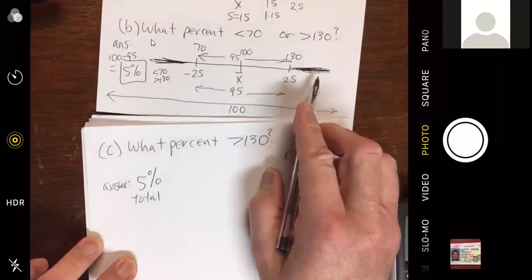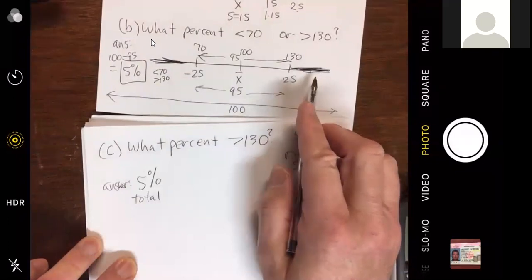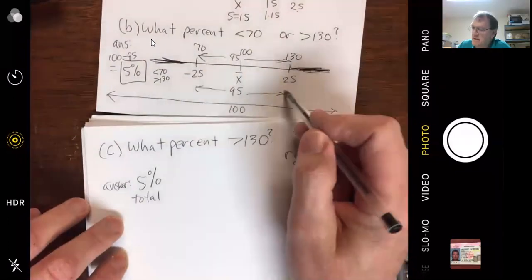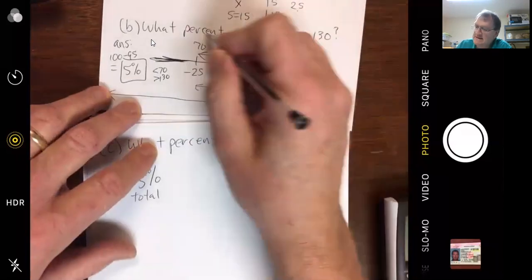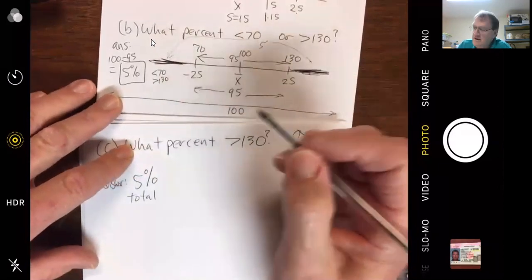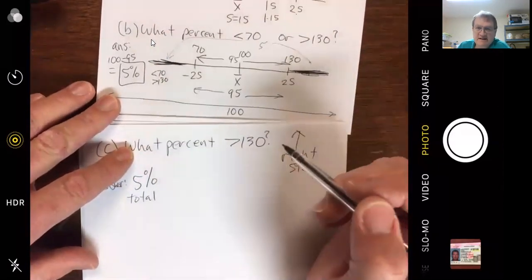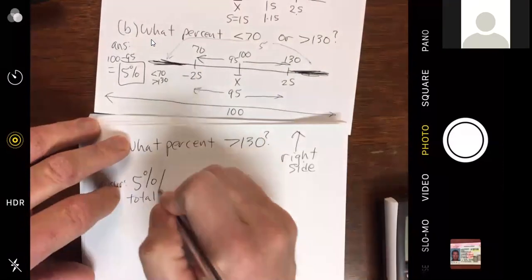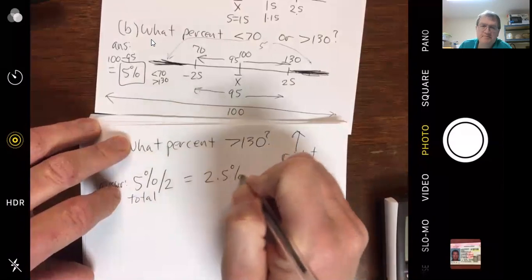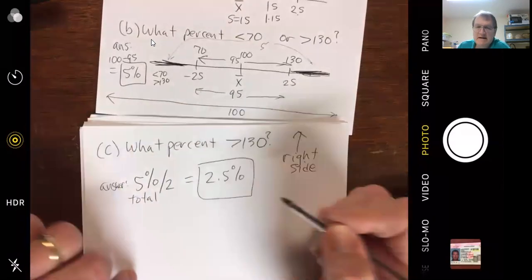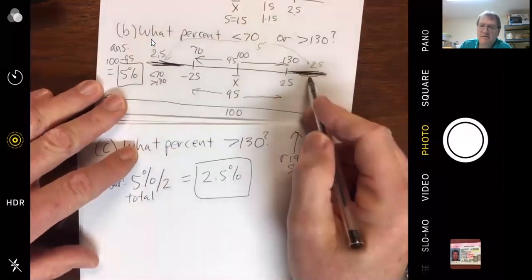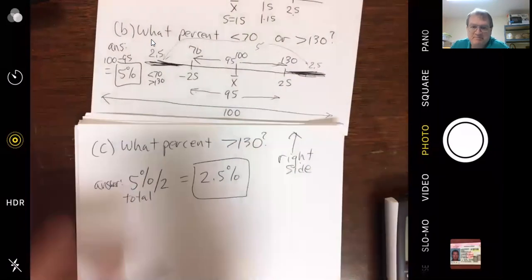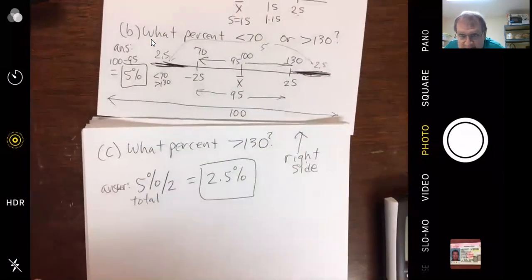Maybe figure out what less than 130 is and then subtract it. Well, if I got 95 in the middle and 5 here and here, what do you think I got on each end? 2.5, divide by 2, right. 2.5%. So you'd have 2.5 here, 2.5 here. That adds up to your 5. 95 in the middle, there's your 100%. This is the kind of stuff they want you to do.